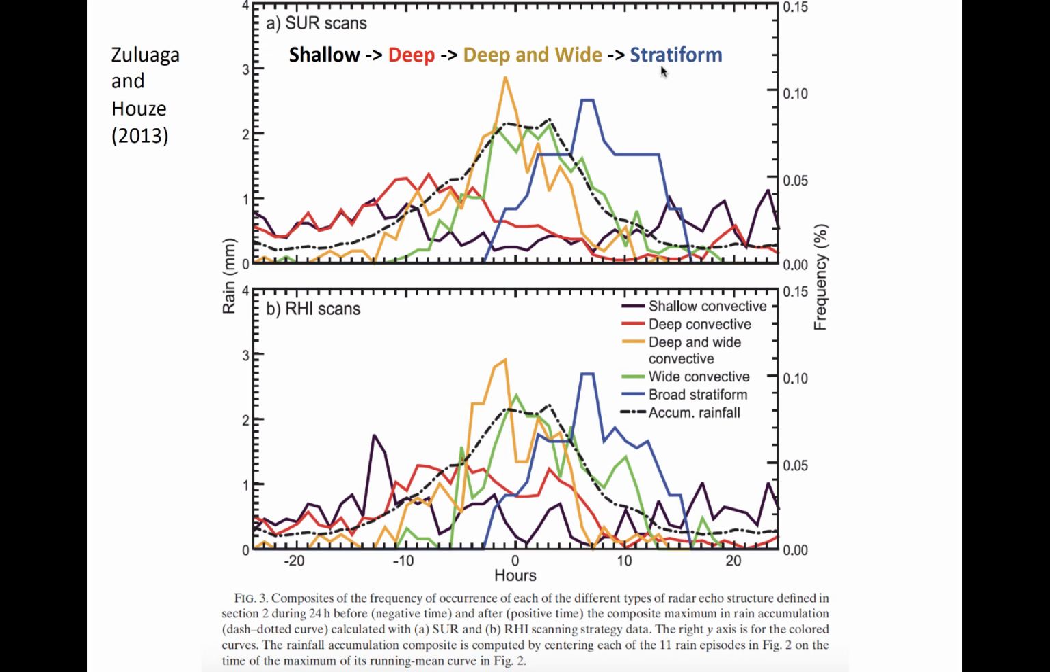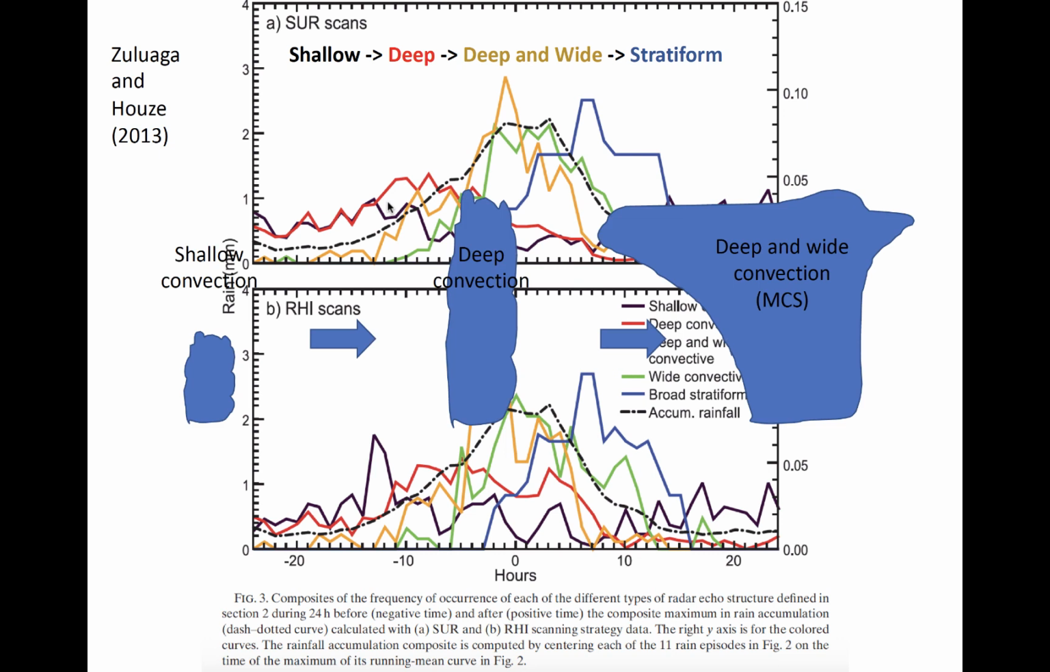This progression can be seen in the figure shown here, which shows radar-derived time series of rainfall associated with each type of convection as a function of time relative to the peak rainfall time of several convective events, where my mouse is here. And the colors correspond with the different types of convection. The evolution resembles the progression seen in the drawing at the beginning of this module, from shallow to deep, and then deep and wide convection.